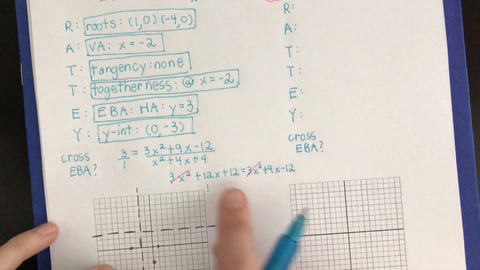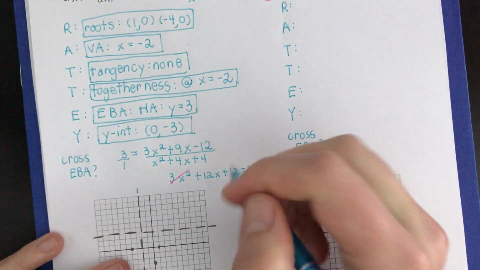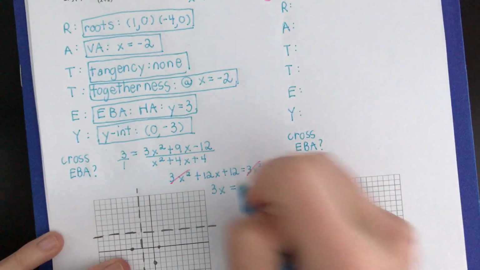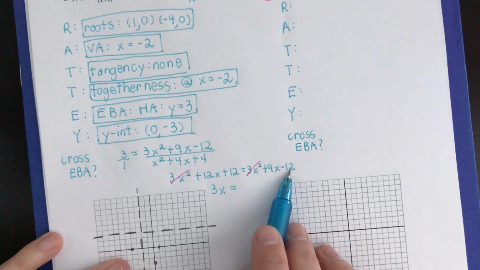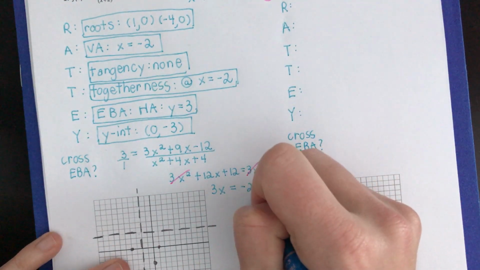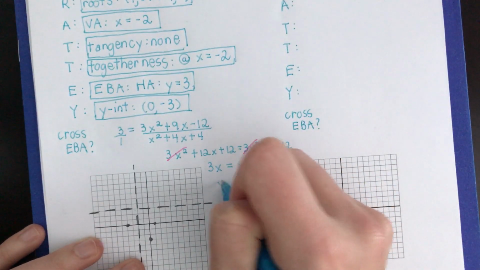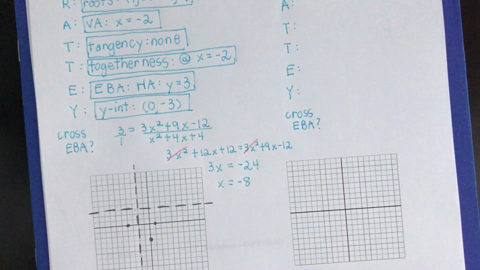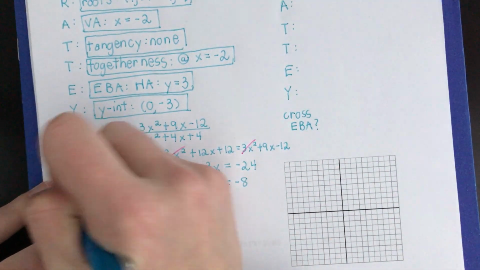So I'm going to move this 9x over and make this 3x, because when I subtract, and then I'm going to move this 12 over. I'm subtracting. -12 minus 12 is -24, y'all. We're about to be in calculus. Time to start skipping steps. X equals -8. Okay, so -8 is my point of crossing.